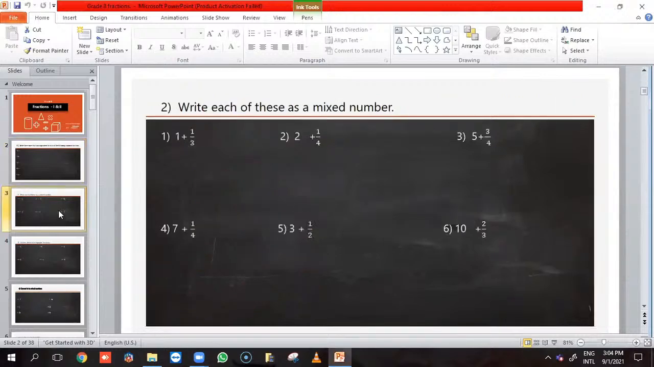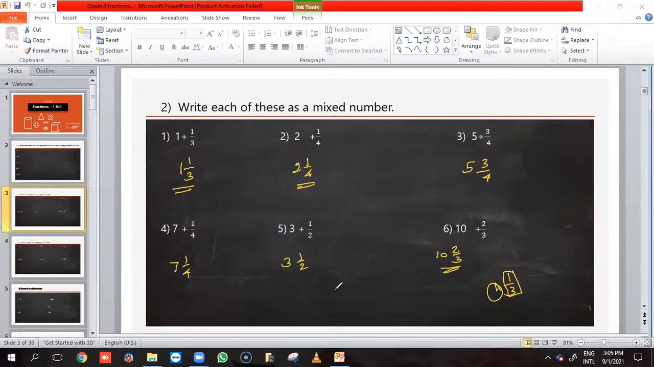Question number 2. Write each of these as a mixed number. We can write this as a whole number part. This is a fractional part. A mixed number means if you write it like this, this is the whole number and this is the fractional part. This type of number is called a mixed number. So we can write the whole number part 1 and 1/3. We wrote it as a mixed number. 2 and 1/4. 5 and 3/4. 7 and 1/4. 3 and a half. 10 and 2/3.